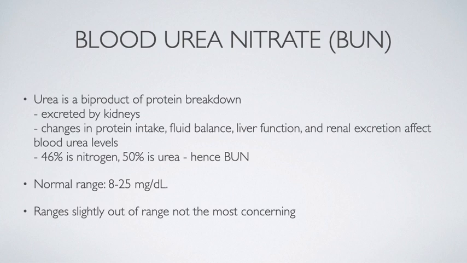But it is an important quality because if those other measures are controlled, it can give us an idea of why we have so much protein in our urine. So 46% of this is nitrogen, 50% is urea. So it's blood urea nitrogen. Our normal range for this is 8 to 25 milligrams per deciliter.